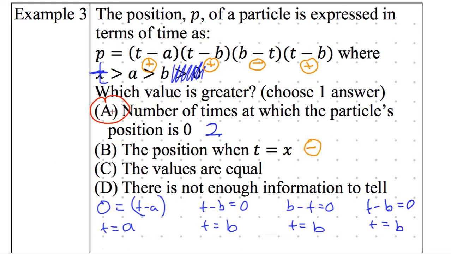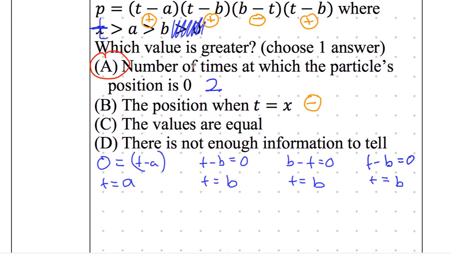And that says the position is zero. Wait, how'd you get a 0 and then go to 2? It says A is the number of times at which the particle's position is 0. There are 2 times: time equals A, time equals B. There are 2 values of T. T is a time, right?